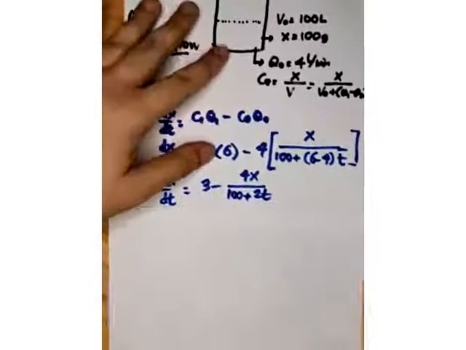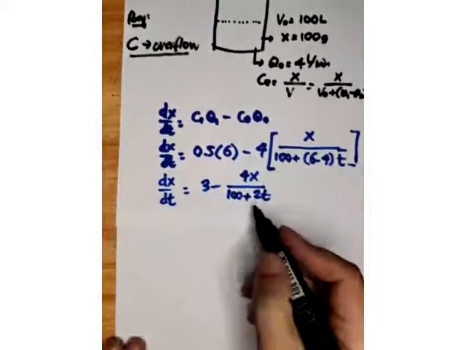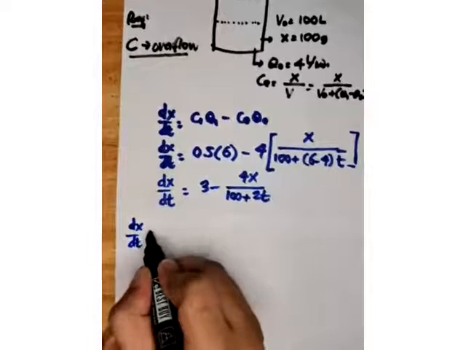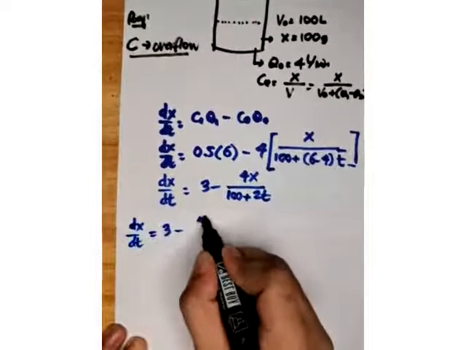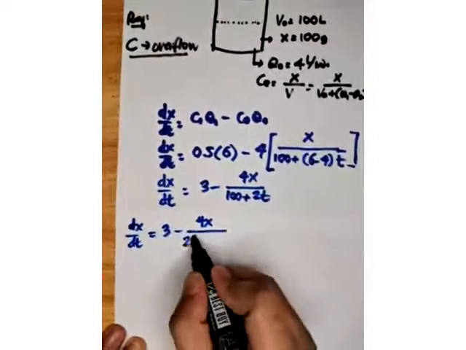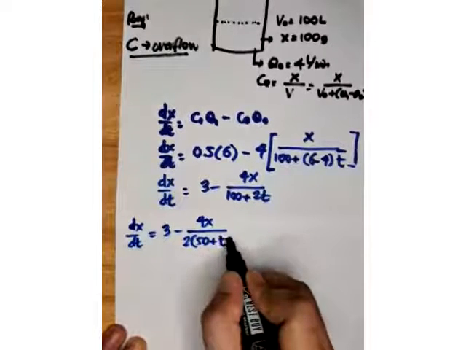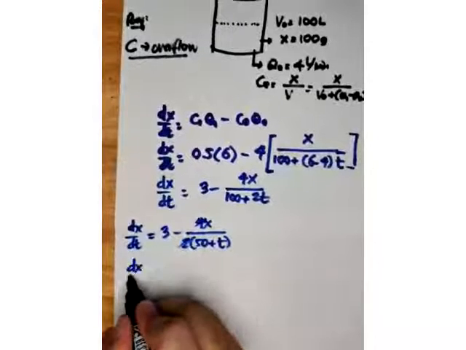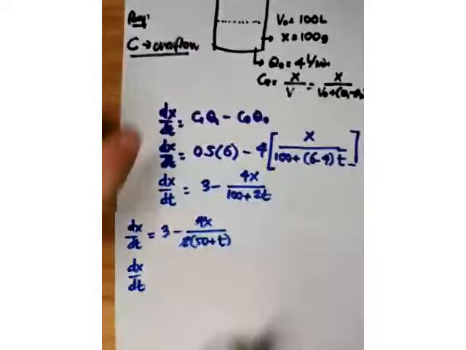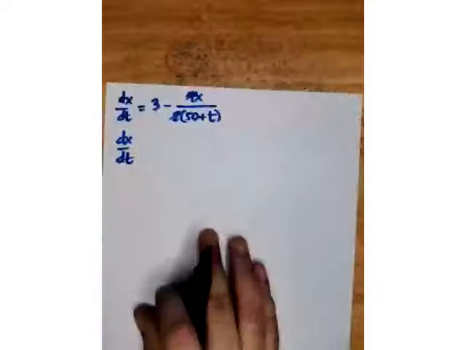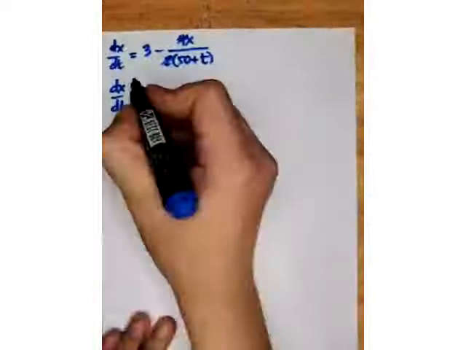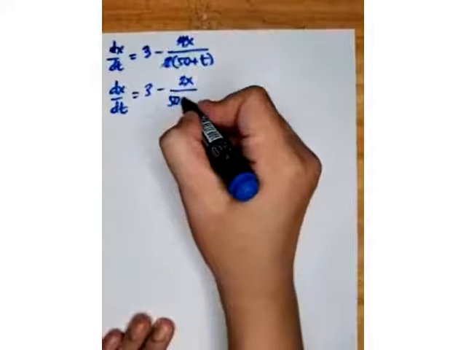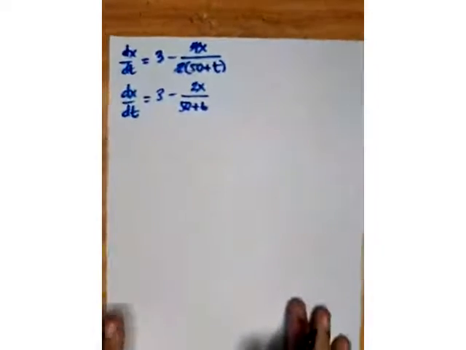Okay, so let me copy that. Pag kinapit ko siya, I will try to factor out 2. So dx over dt is equal to 3 minus 4x over 2 times 50 plus t. So we can simplify 4 and 2. So dx over dt will be equal to 3 minus 2x over 50 plus t.